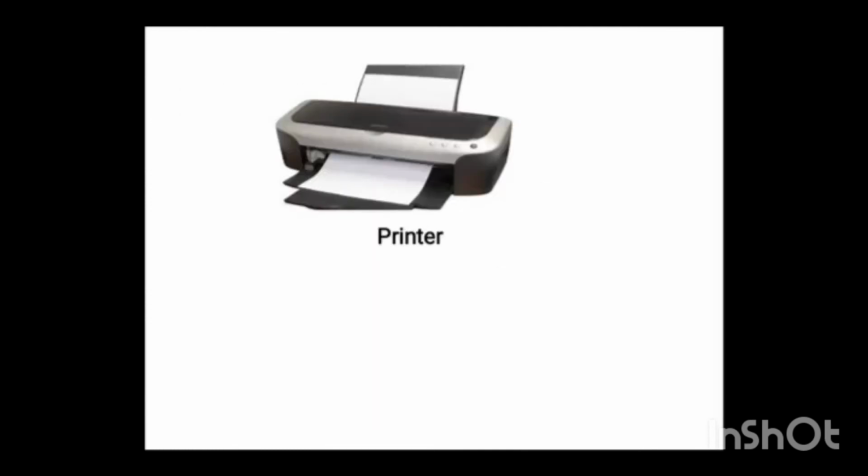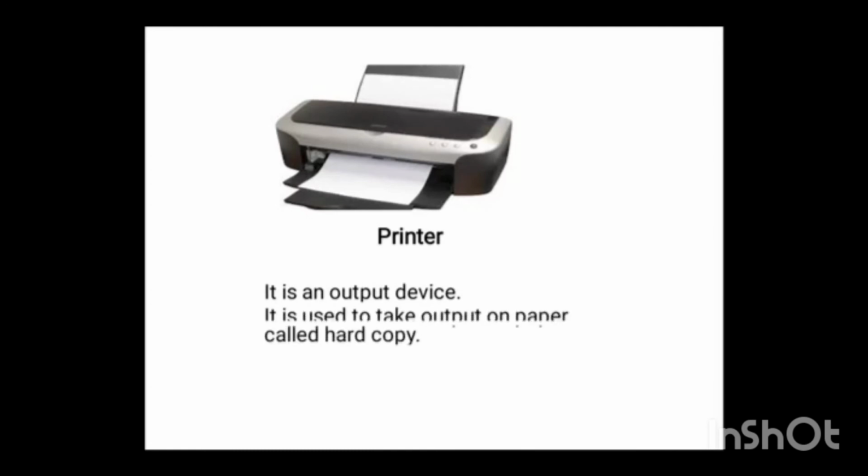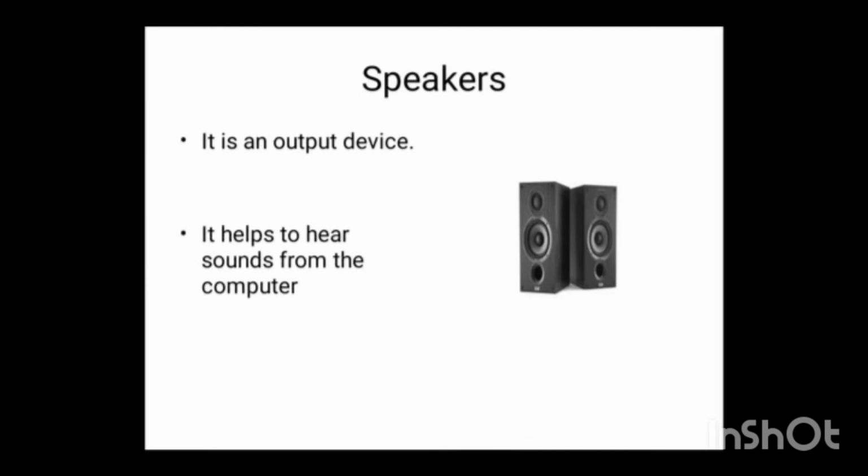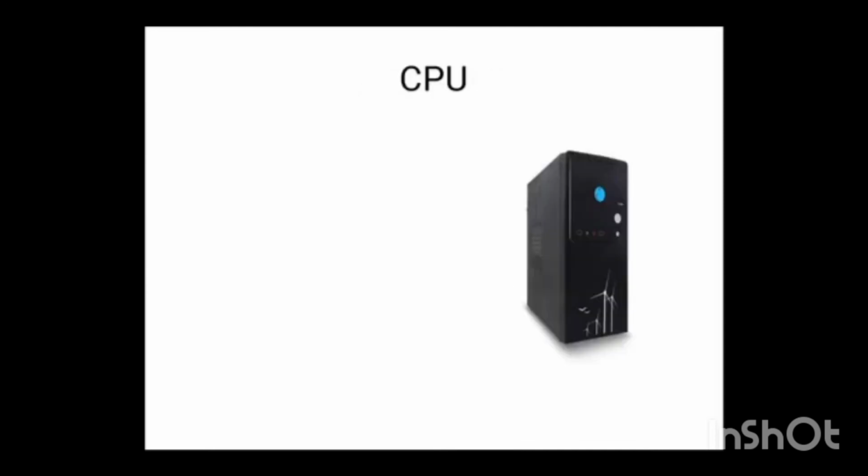Now let us see the printer. Printer is an output device and it helps to take output on paper, called hard copy. There are different types of printers. The most common printers are inkjet printer, laser printer, and dot matrix printer. Now, what is this? These are speakers. It is also an output device. It helps to hear sounds from the computer.